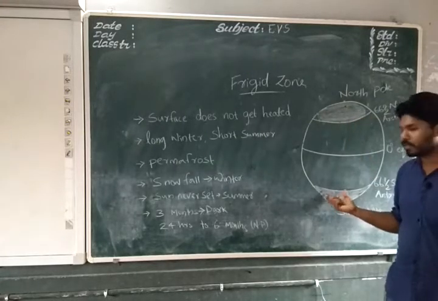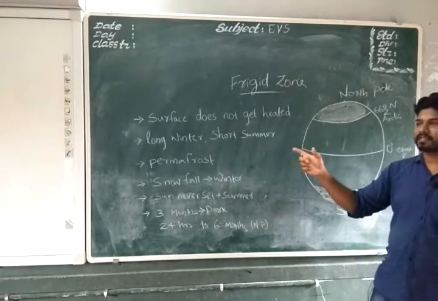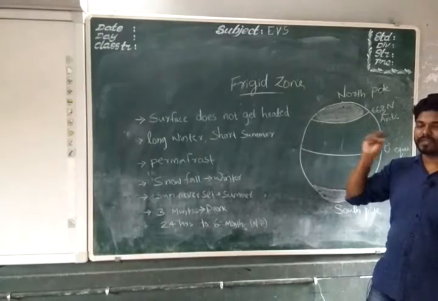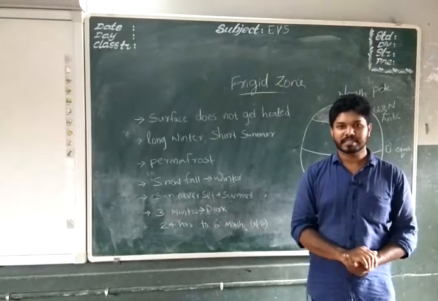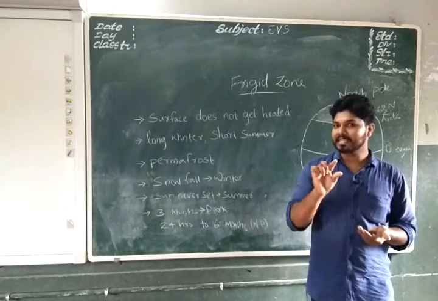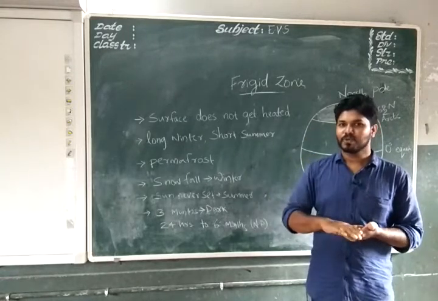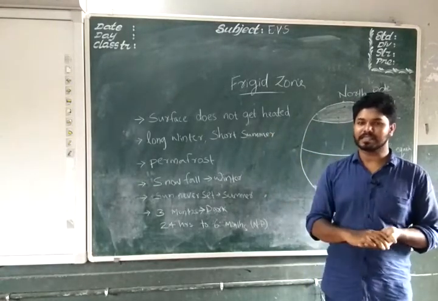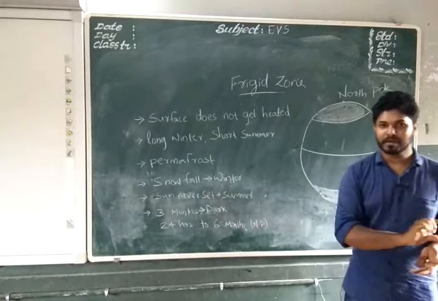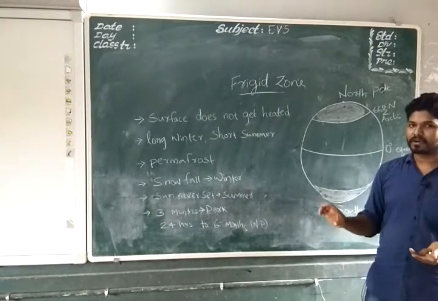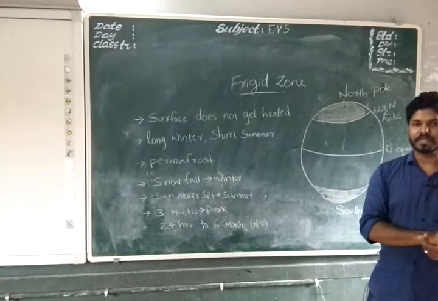And these areas in the frigid zone have a long winter season and a very short summer season. And see, the surface of this frigid zone is almost in a frozen condition, that is an ice-like condition. What happens to that? It is in a frozen condition, like ice. This is called permafrost. The top portion of the soil that is in almost frozen condition is called permafrost. You can see the picture in your textbook also.